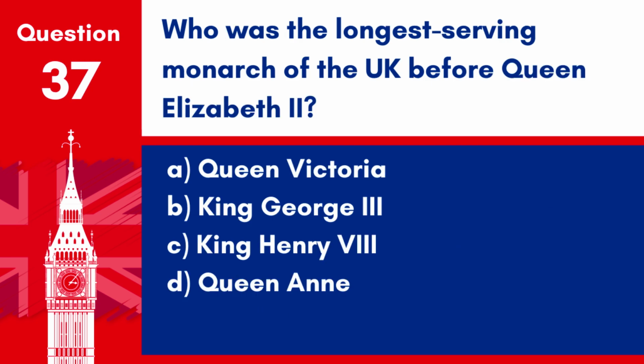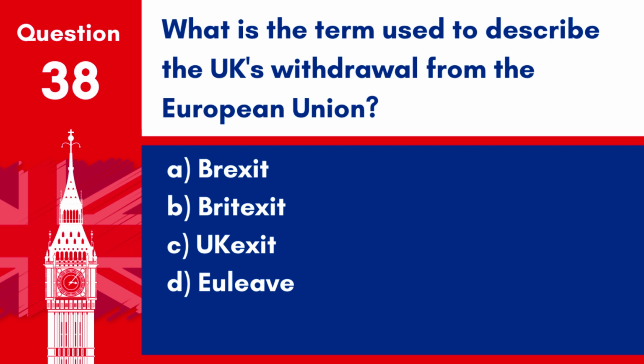Question 37. Who was the longest-serving monarch of the UK before Queen Elizabeth II? A. Queen Victoria. B. King George III. C. King Henry VIII. D. Queen Anne. Answer: A. Queen Victoria. Queen Victoria was the longest-serving monarch of the UK before Queen Elizabeth II, reigning from 1837 to 1901.